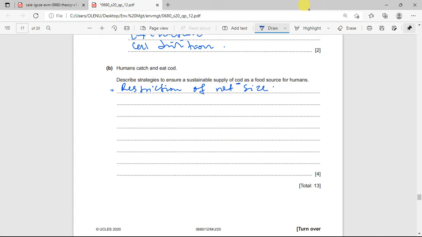Net size. You can also introduce fishing quotas, so you do not fish during breeding season. So there should be areas called no fishing zones, so you allow them to grow and develop there. There should also be restriction of mesh size.